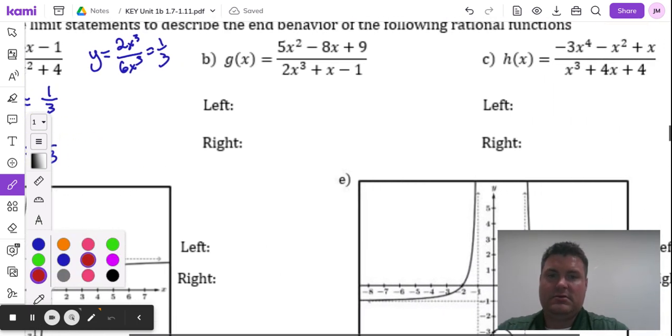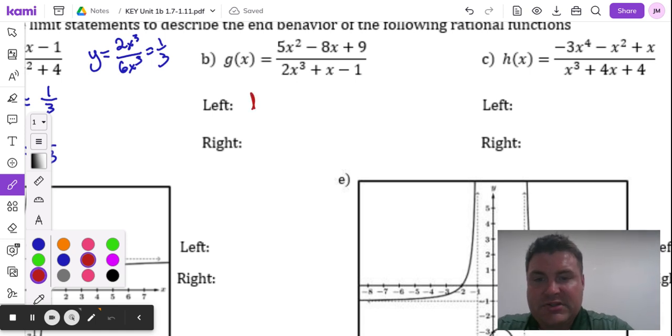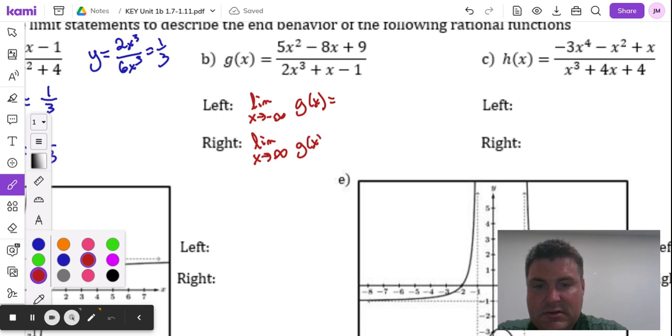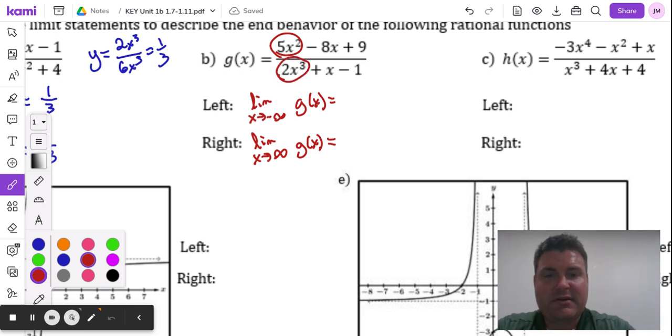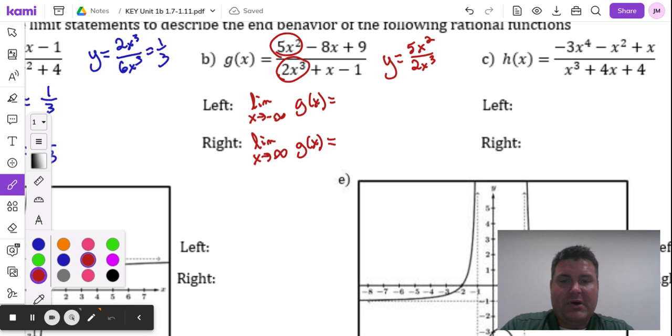Letter B. I'm going to just write my left immediately, and my right, just so I can get used to writing these limit statements. Okay, so let's talk about this now. We got a high power of 5x squared on top. We have 2x cubed on the bottom. So I'm really just looking at 5x squared over 2x cubed. Those are the highest growth parts of the polynomials. So I have bigger on the bottom. So I have a higher power, which means that when I plug in bigger and bigger and bigger numbers, I'm going to get closer and closer to zero.